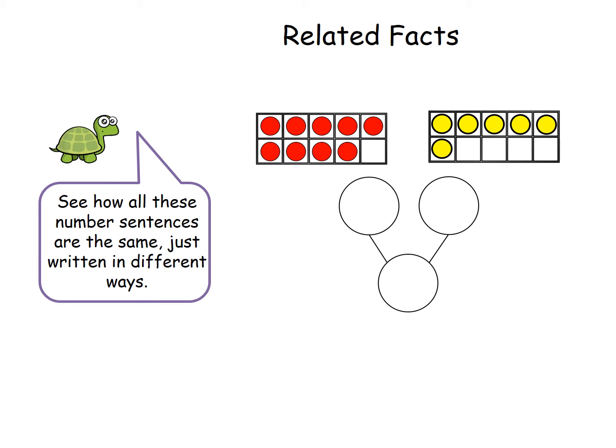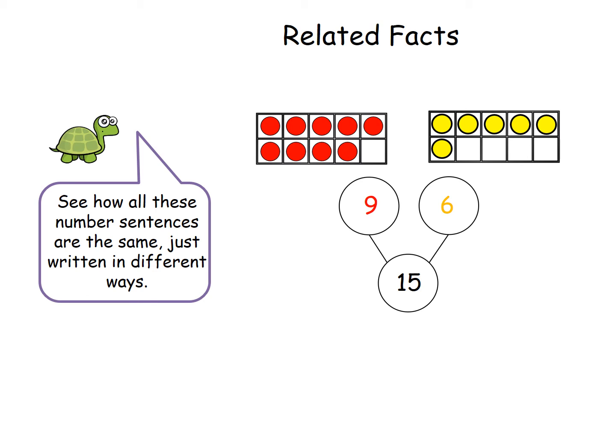Right, so we're going to have a look at some related facts now. So I've given you 2 different numbers. So you've got your red counters and your yellow counters. Your red counters, there are 9 of them. Your yellow counters, there are 6 of them. So those are the 2 numbers we're working with on this slide. Anybody know if I add them together what I would make?